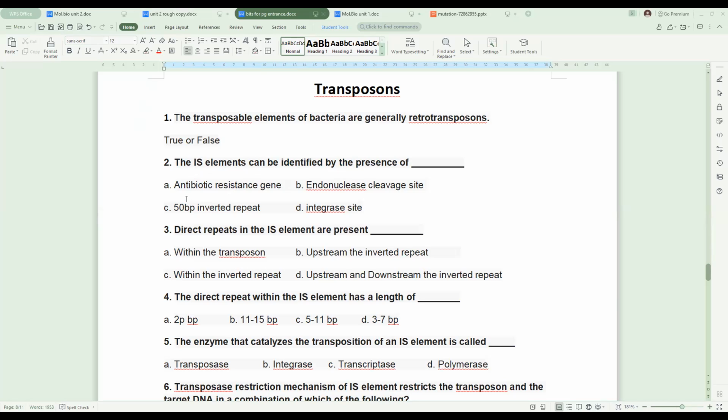What will it have? Antibiotic resistance gene, endonuclease cleavage site, inverted repeats, what is there in this IS element? Antibiotic resistance genes. Anybody else? What is an insertion sequence? It is the simple form of transposon which we discussed in the starting, the first type.